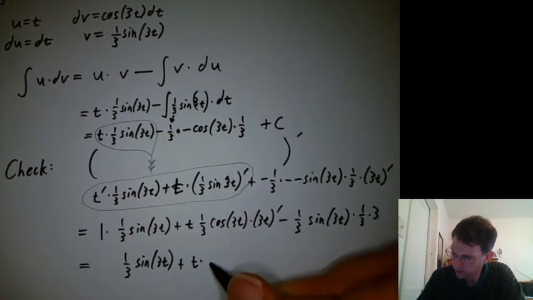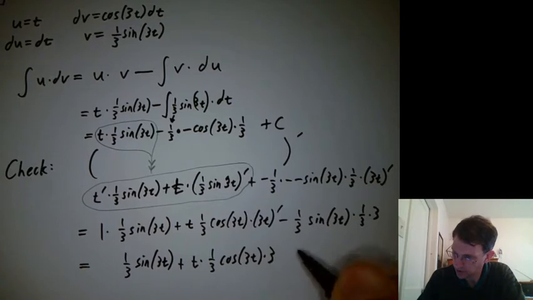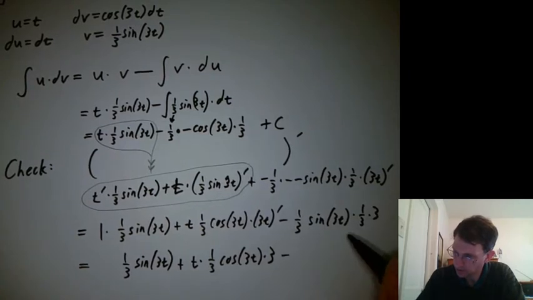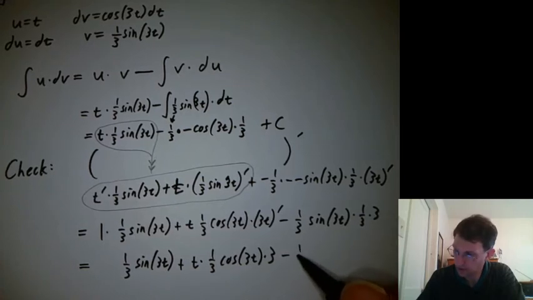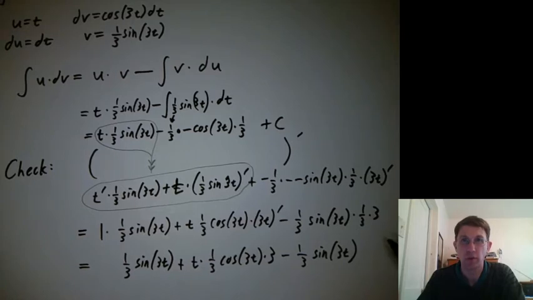T times 1/3 cosine 3t times 3, and then minus, what's going to happen here? The 1/3 cancels the 3, I get 1/3 sine 3t. Phew, now what?